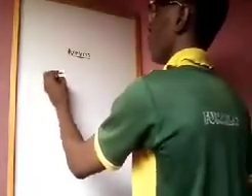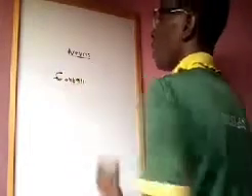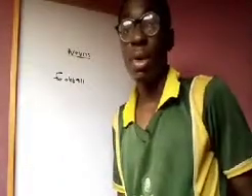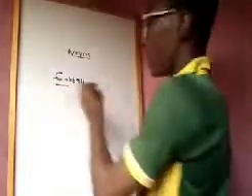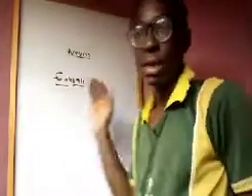Then we have the compound noun. A compound noun is basically the combination of two or more nouns to form one noun. For example, we want to talk about football, F-O-O-T B-A-L-L. Football is a compound noun. It's a compound noun because it consists of two nouns, foot and ball. So foot and ball, football. That is a compound noun.